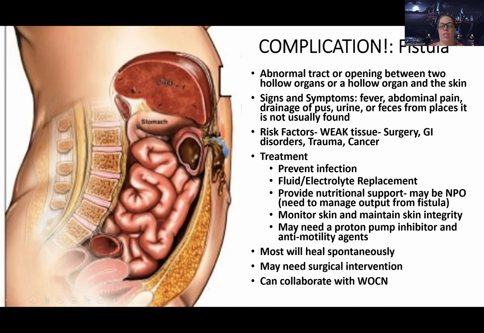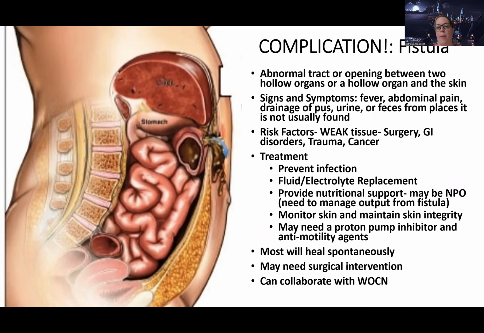Another complication is fistula. A fistula is a connection formed between either two organs that normally do not connect, like the bowel and the bladder. But it also can be an organ and the outside world, like the stomach.